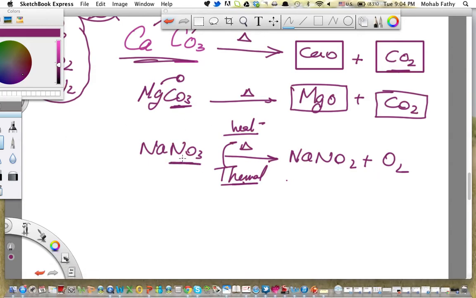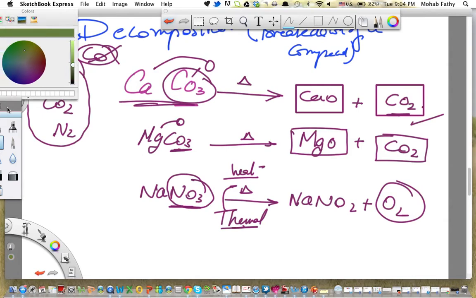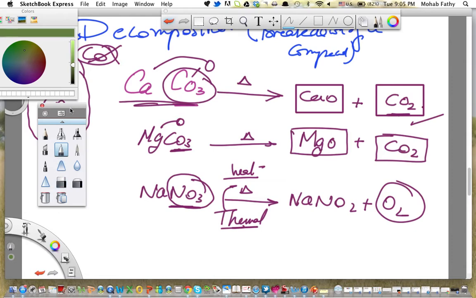Any nitrate, I will give you a rule. Anything that ends with carbonate will give carbon dioxide. What do you think of this rule? Anything written as carbonate will give carbon dioxide. Anything that ends with NO3 will give oxygen. So you have to study it by heart. CO3 equals carbonate.